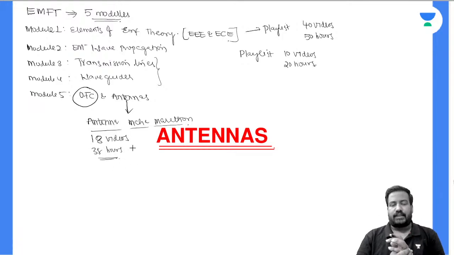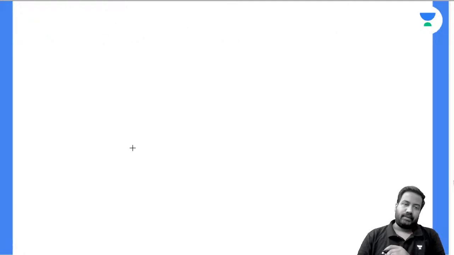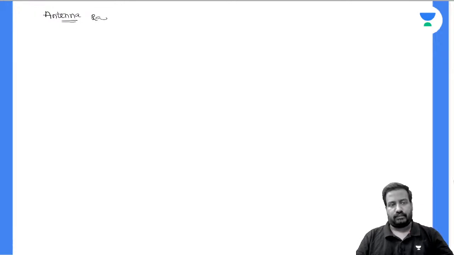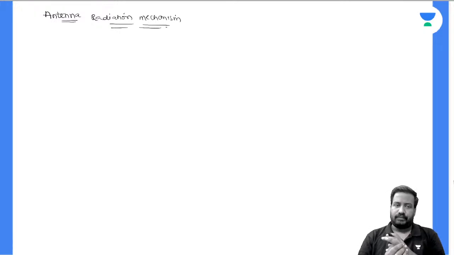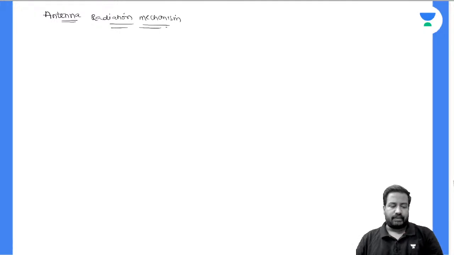So basically we'll try to understand how an antenna will radiate. Let us understand the antenna radiation mechanism. What do you mean by radiation, dear? What do you mean by radiation? Anyone? What do you mean by radiation?